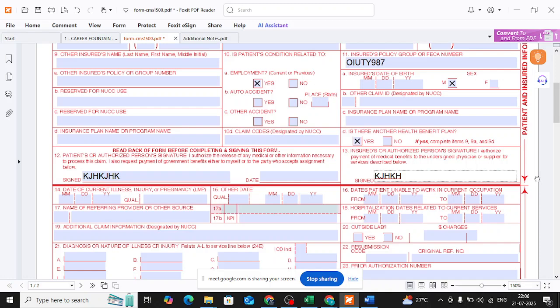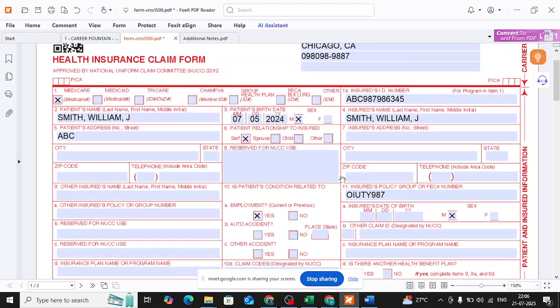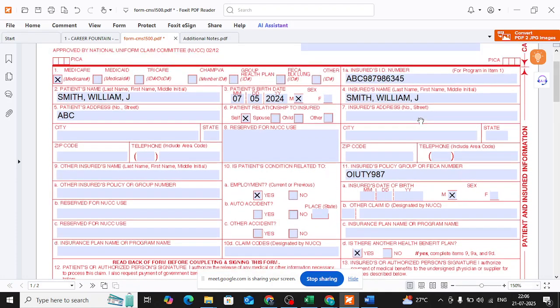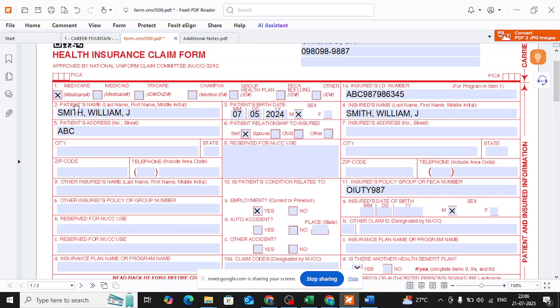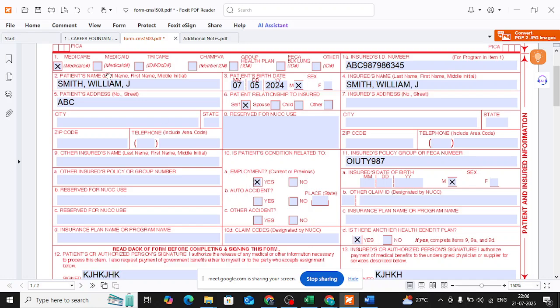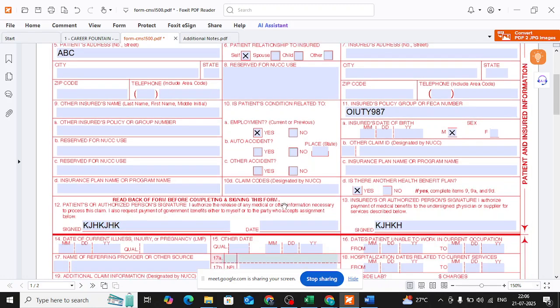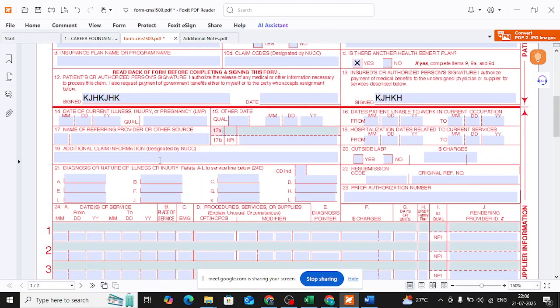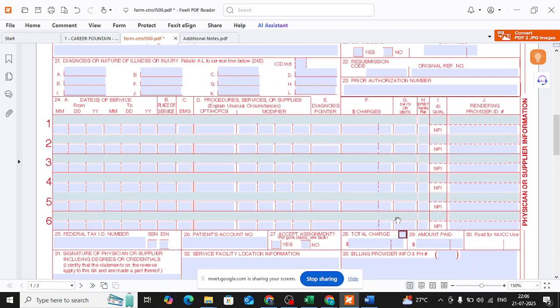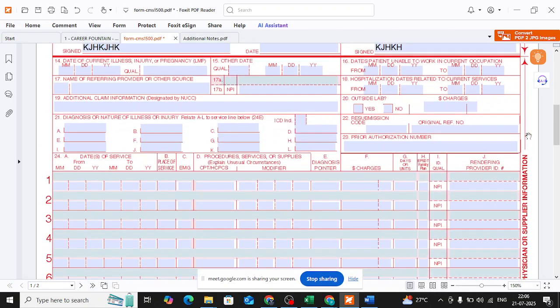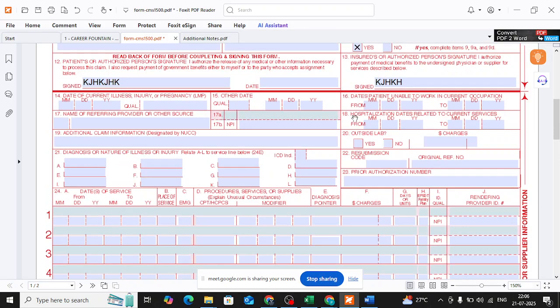Now, till now, we saw the patient and insured information and the carrier information. From this, you just have to remember only three or four boxes: box number 1, box number 1A, and box number 10. These three boxes you have to remember. More boxes you have to remember are from this portion, the physician or supplier information, which means the provider information.